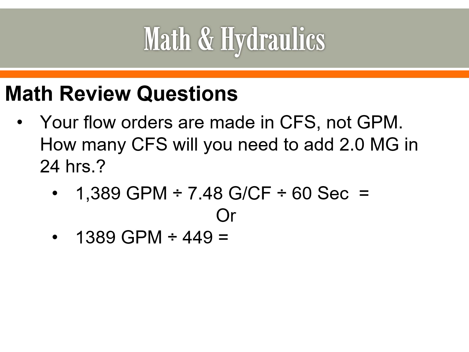So, getting back to this problem here, your flow orders are made in cubic feet per second, not gallons per minute. How many cubic feet per second will you need to add 2 million gallons in 24 hours? It's essentially the same problem, just looking for a different unit of measurement. However, we already solved for gallons per minute, right? So we had that 1,389 gallons per minute.